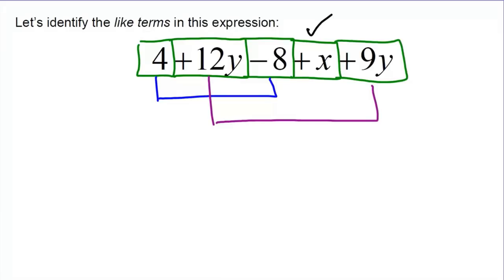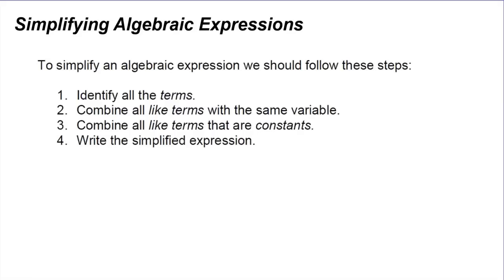So now that we know all of that, we can finally get to the process of simplifying these algebraic expressions once we understand all the basic parts. To simplify an algebraic expression, we want to do the following steps. The first thing we want to do is identify all the terms, and that's what we've been doing by drawing boxes around all of them.